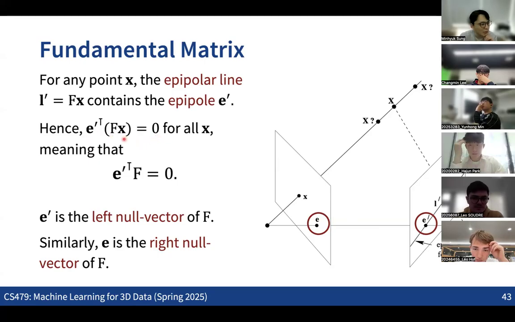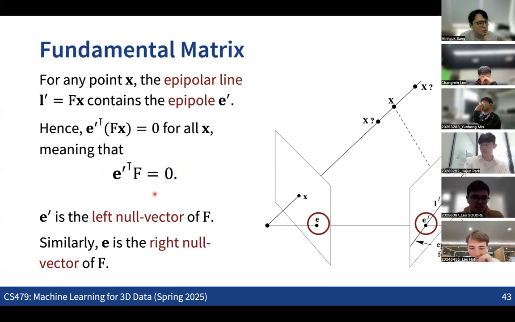Which means that whatever the x we have here, this should be zero, which means that now the product, the multiplication of the first two should be zero, regardless of the choice of the x here. Make sense? So what you can see is that when the E prime here, this is the epipole in the second image, the product of the E prime, the epipole, and the fundamental matrix should be zero.